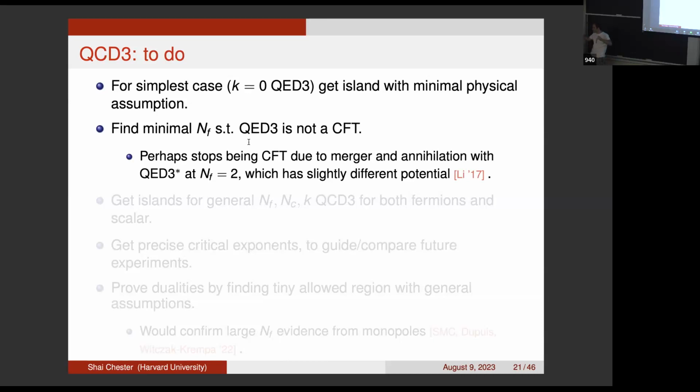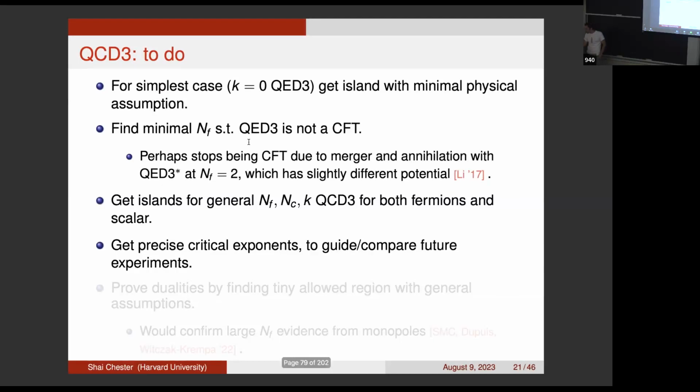And it might be that as NF becomes smaller and smaller, they eventually merge and go off into the complex plane. That's one thing which could be happening. And so the hope is that we can do precise bootstrap studies for this entire family of theories, get precise critical exponents, both to guide future experiments, as well as to prove dualities.